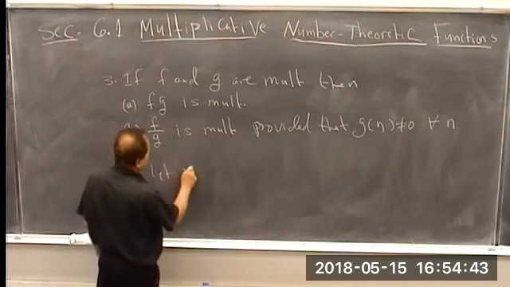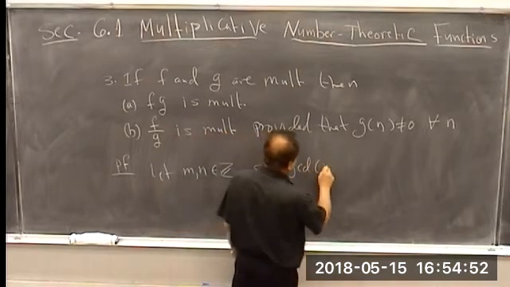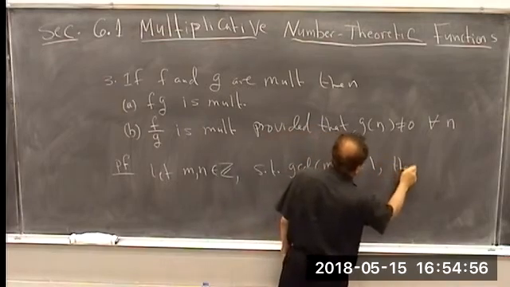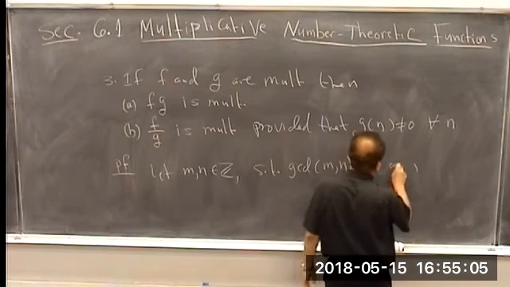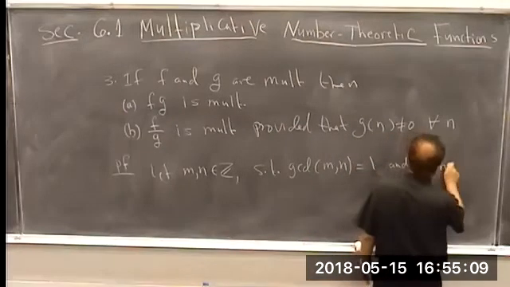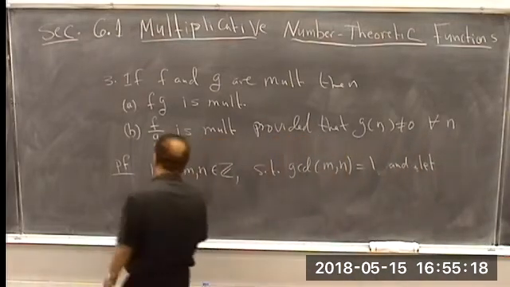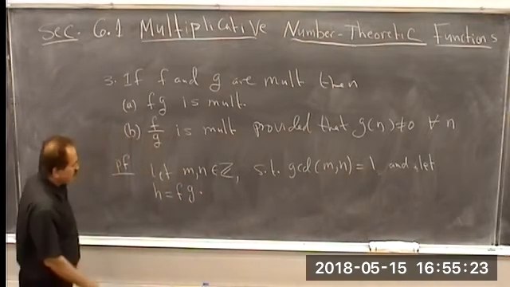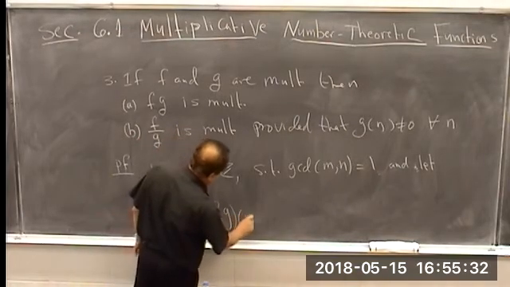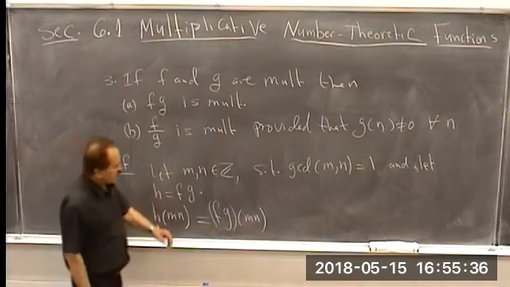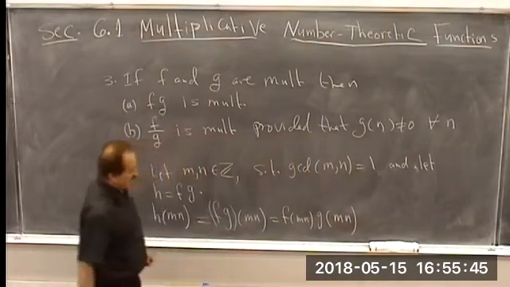Again, let m and n be in z plus such that the greatest common divisor is equal to 1. Then I'm going to let also h of n be equal to the product of these. h is actually equal to the product. We put this h equal to fg. Now let's look at h(mn). This is, by definition of the product of two functions, we evaluate each one of them at mn: f of mn times g of mn.